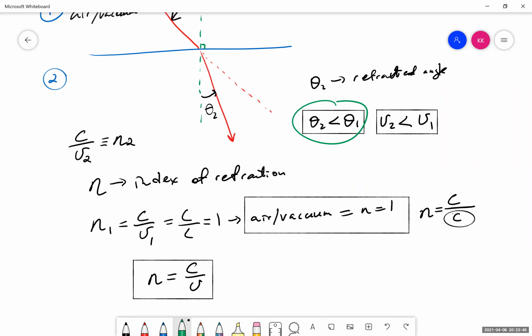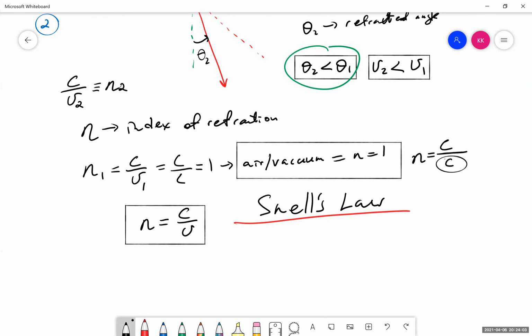And those theta 2 and theta 1 are related to one another, and the way they are related also involves the index of refraction of those mediums. So this comes down to what we call Snell's law. Snell's law basically tells us this: if you take the incident light and measure its angle relative to the normal, and take the refracted light and measure its angle relative to the normal, then those two quantities are related to one another.